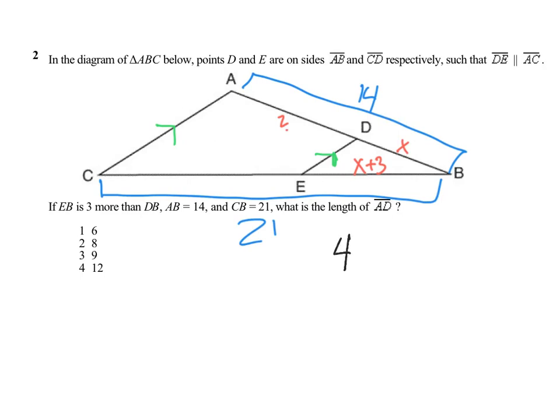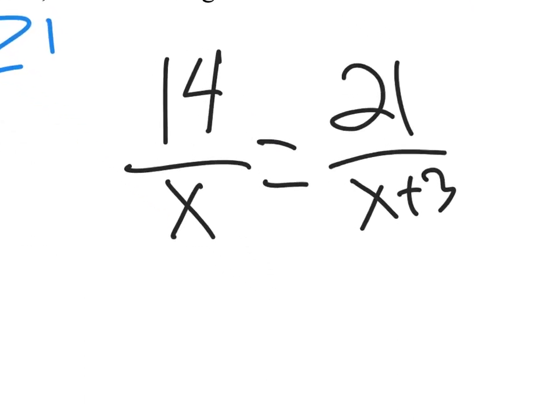So I'm going to write that like 14 over X equals what? If we're going from big triangle to small triangle, it's now going to be hypotenuse of big triangle over hypotenuse of small triangle. So I know that the hypotenuse of the big triangle is 21. So let's write that right now: 21 over X plus 3. Great. So we're going to need to solve for X. That's going to help us figure out the segment AD.